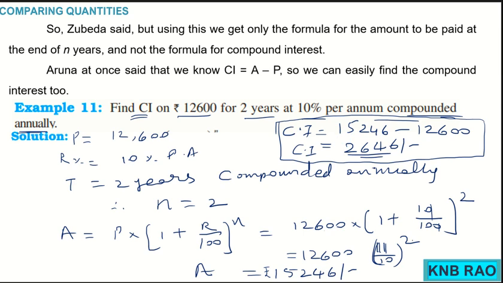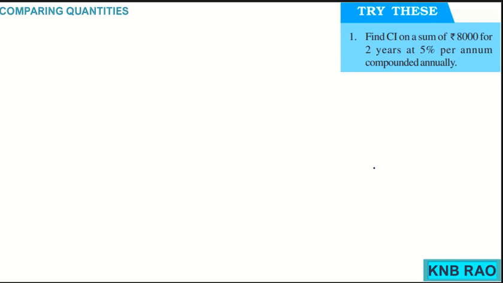Now coming to another important concept. Here try to observe, children, we are asked to find the compound interest on a sum of 8,000 rupees for 2 years at 5% per annum. So first here the principal is 8,000 and the rate of interest is 5% per annum, compounded annually.